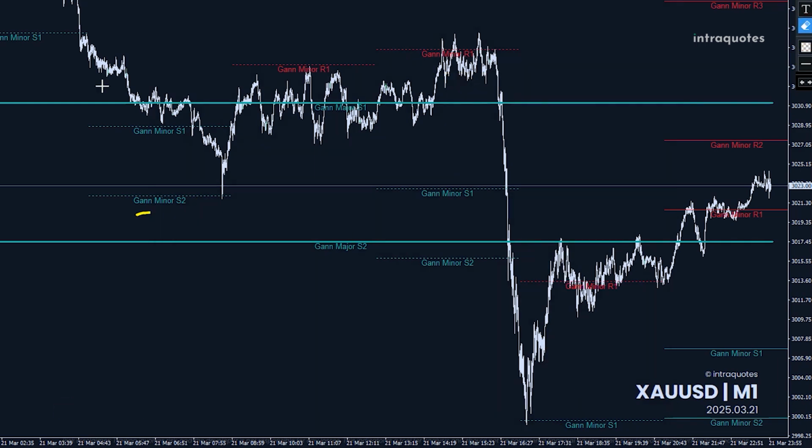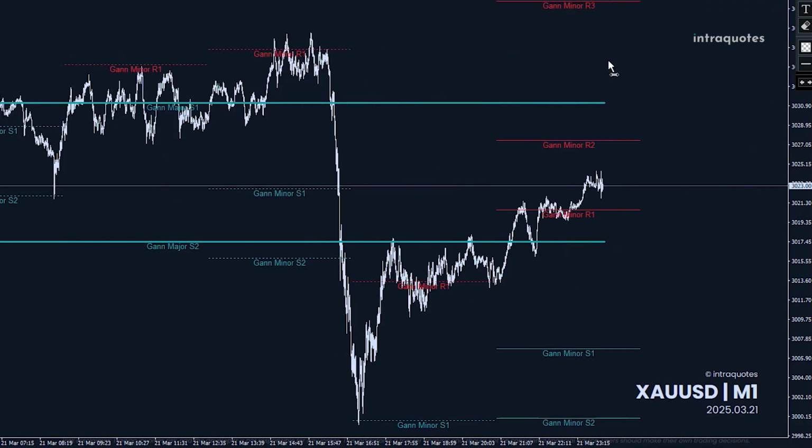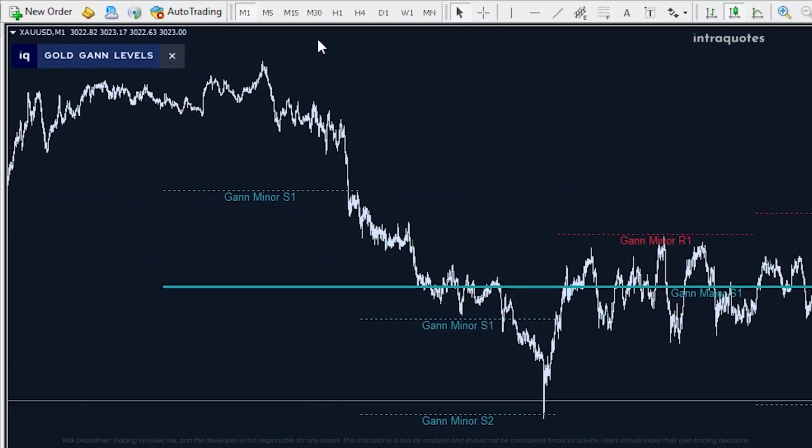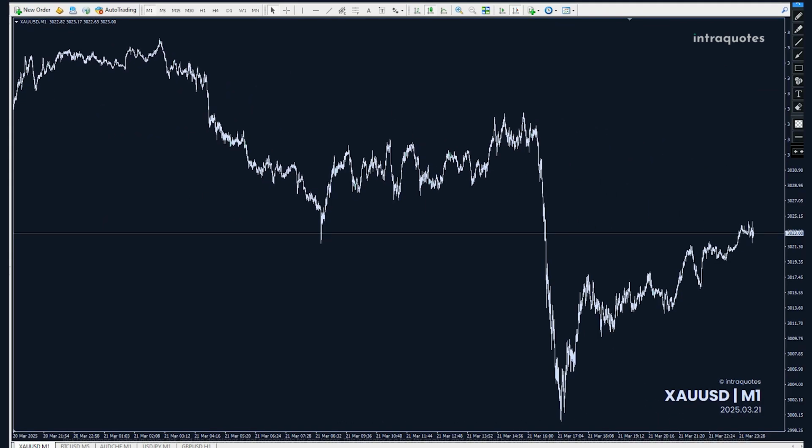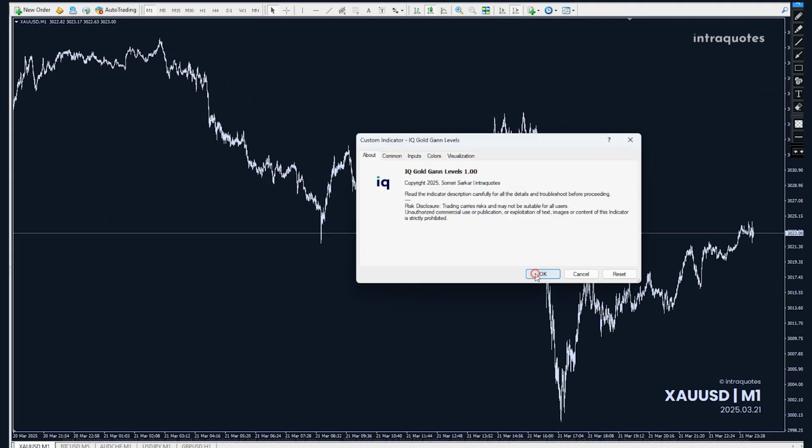Let me remove these objects from here. Before explaining this trade here, I want to show you something. This indicator has a handy feature of a one-click close option. You can directly close the indicator by clicking this close button here. Now let's bring back the indicator.